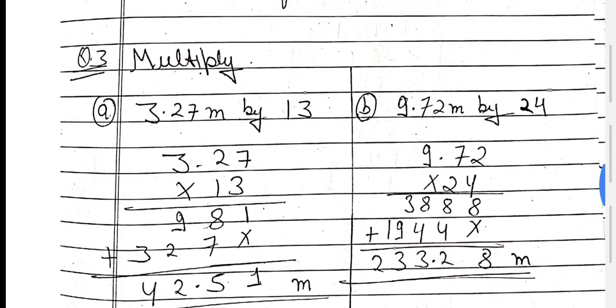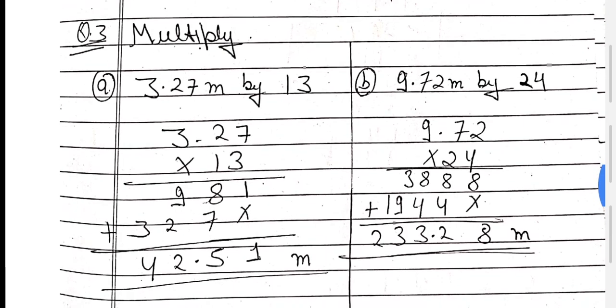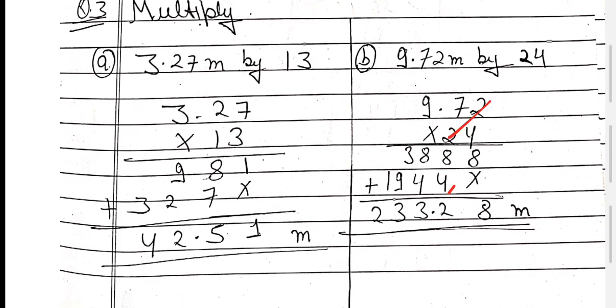Simply you have to multiply 972 by 24. So when you multiply, all of you know, multiply 4 times 2 is 8, 7 times 4 is 28, carry 2, 9 times 4 is 36 and 2 is 38. Now multiply by 2, 2 times 2 is 4, 7 times 2 is 14, write 4 carry 1, 9 times 2 is 18 and 1 is 19.